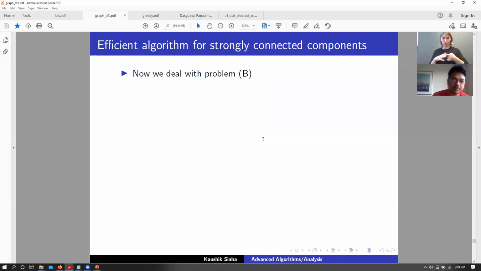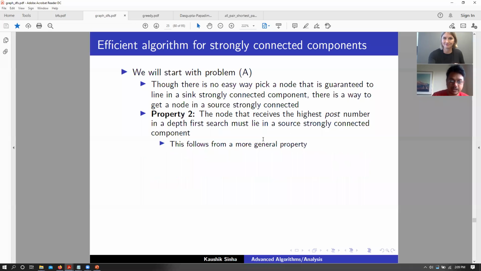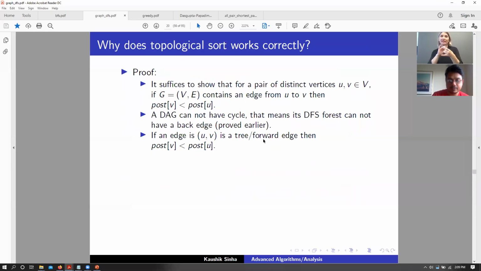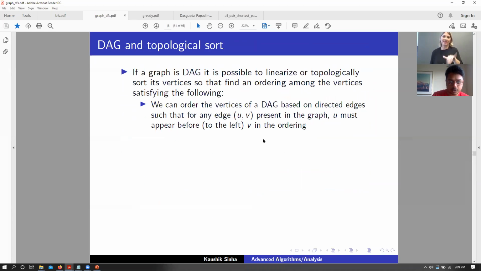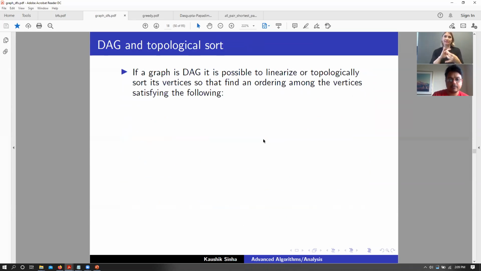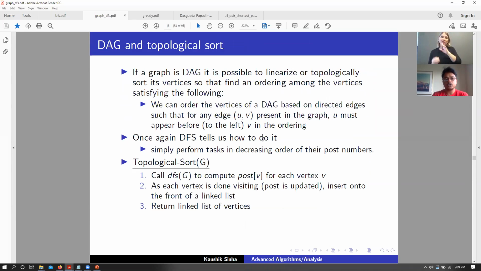So last time we were talking about topological sorts and strongly connected components, right? Before I begin with strongly connected components, I'm going to go over topological sorts once more, and then we are going to move on towards strongly connected components, because we do need topological sort to actually find our strongly connected components.